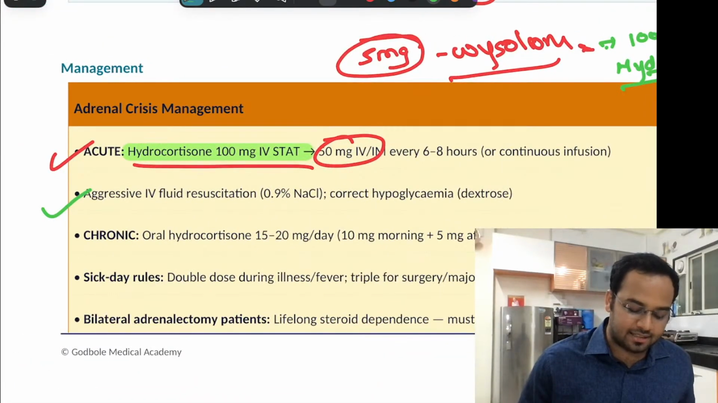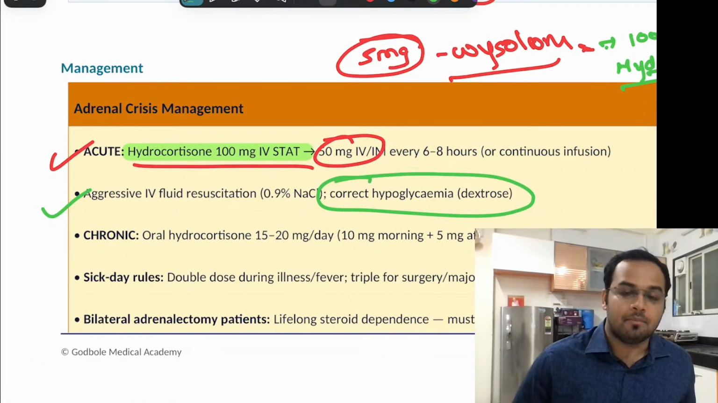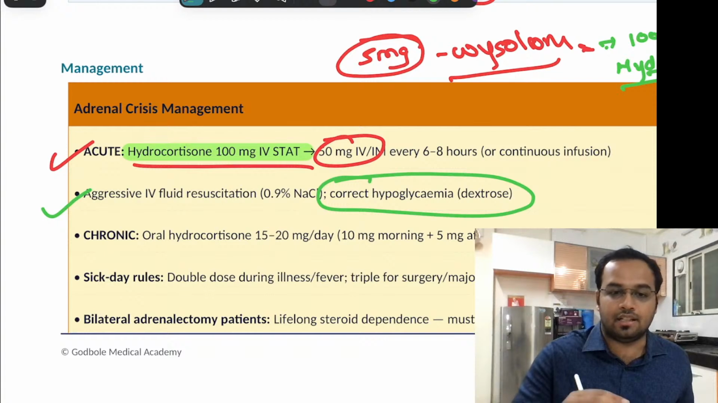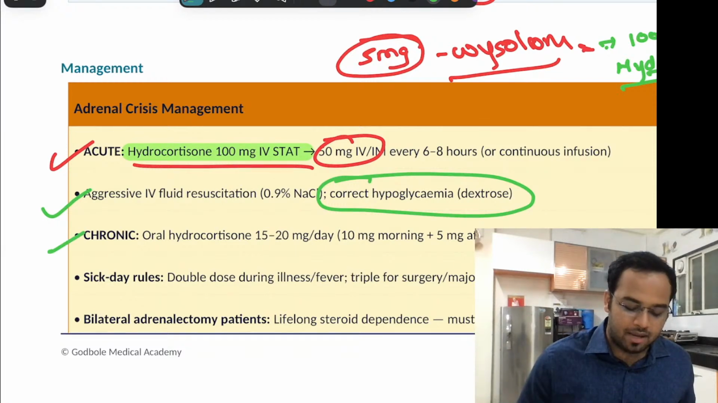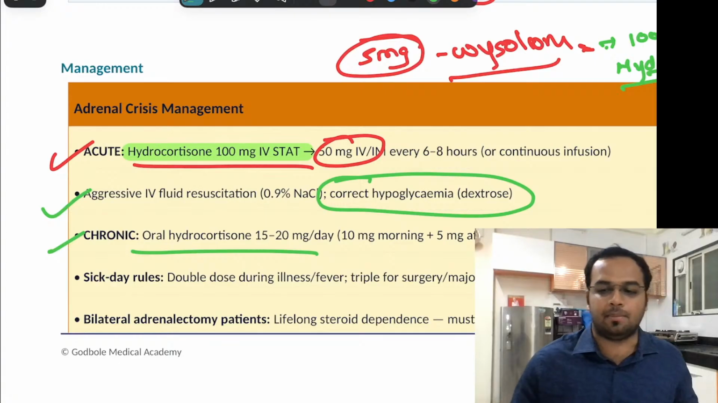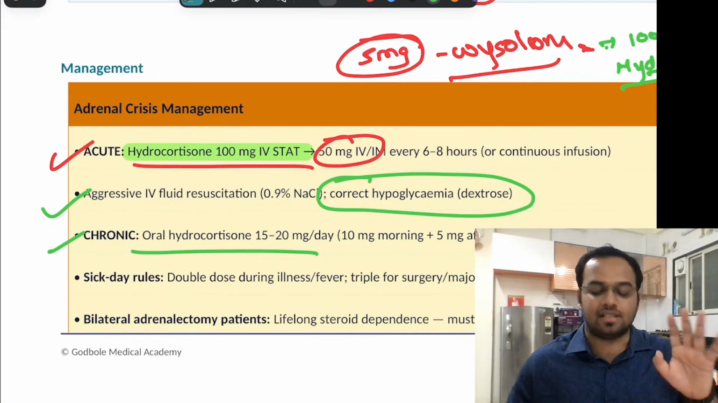Aggressive fluid resuscitation is important. Correct the hypoglycemia, because we saw that cortisol increases the sugar levels, so this patient can have hypoglycemia. In chronic cases you can give oral hydrocortisone, because once the patient has settled down for chronicity, you can start him on oral tablets.